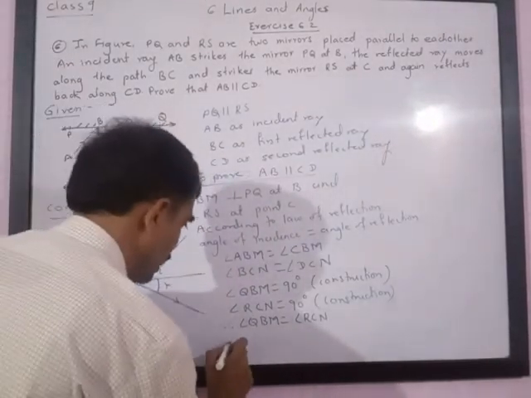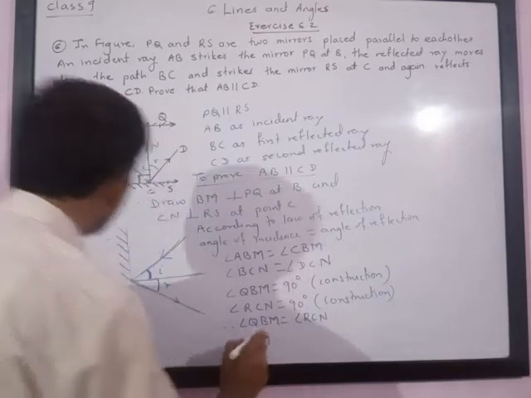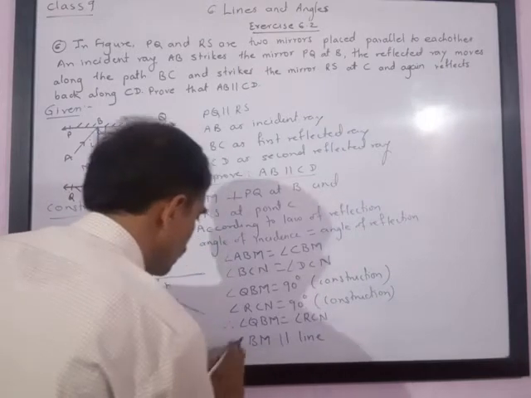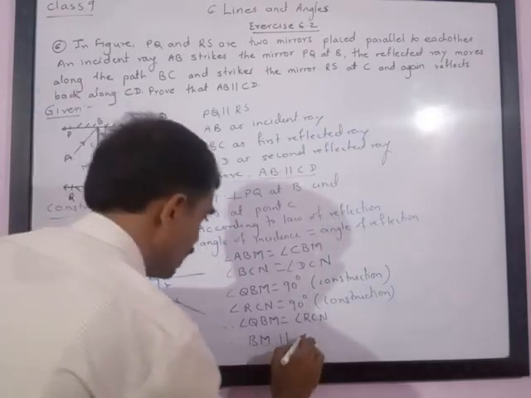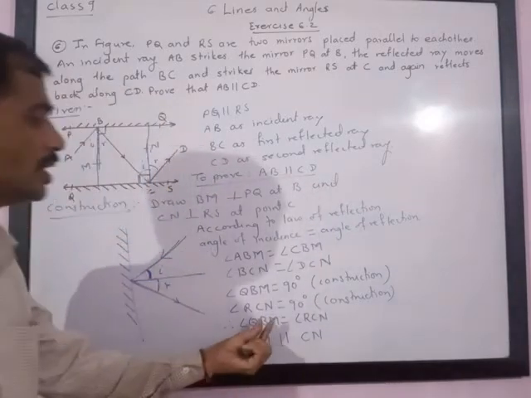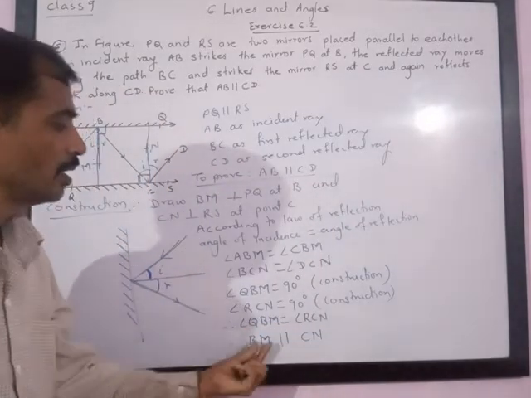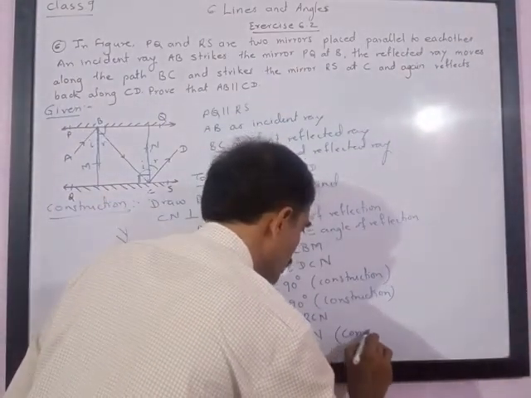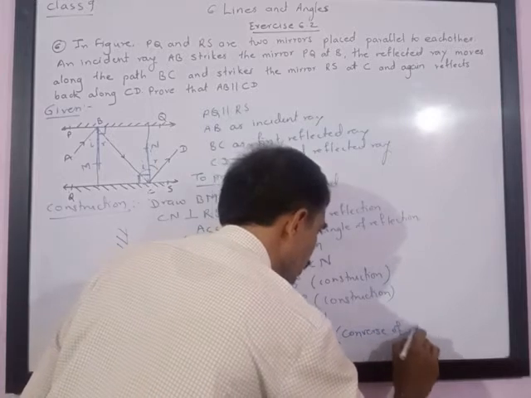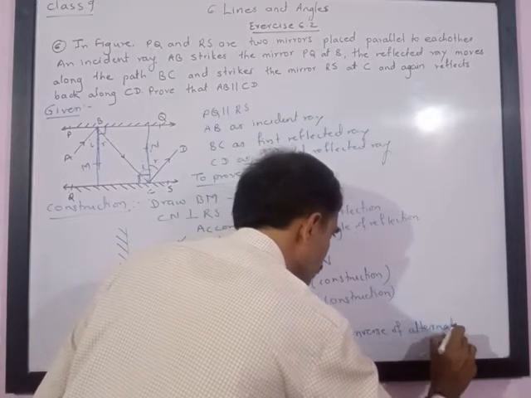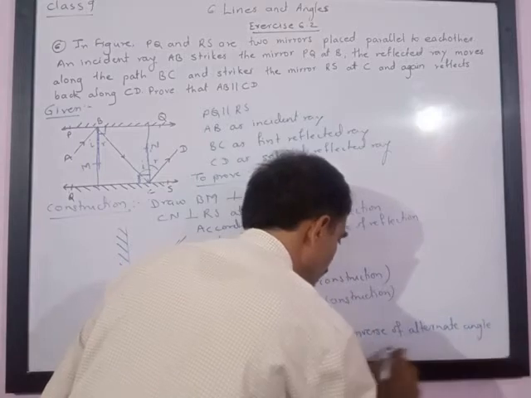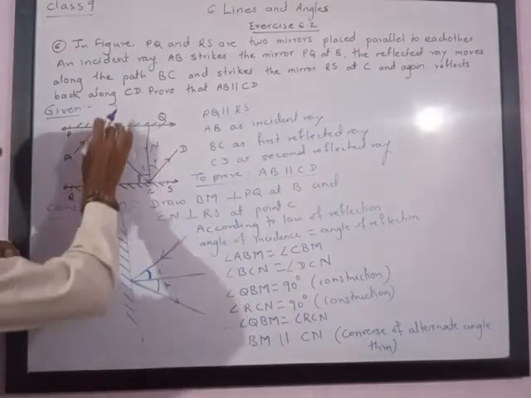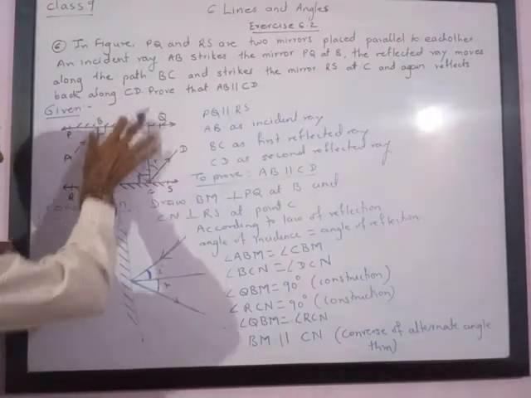Therefore, BM is parallel to CN. The reason is: since alternate angles are congruent, the lines must be parallel. That is the converse of the alternate angle theorem. Now see, we have got this as 90, and these two lines are parallel.